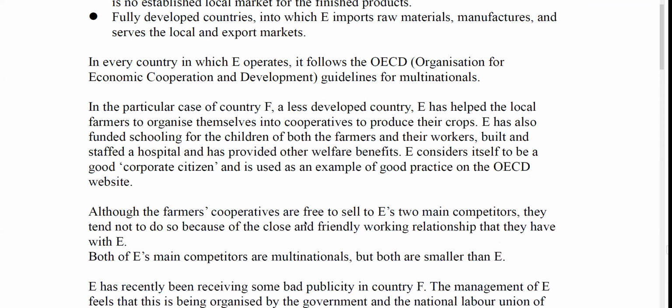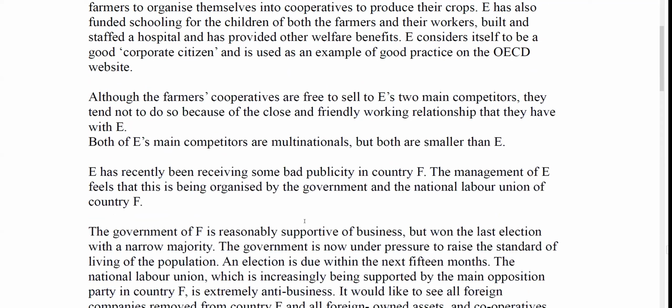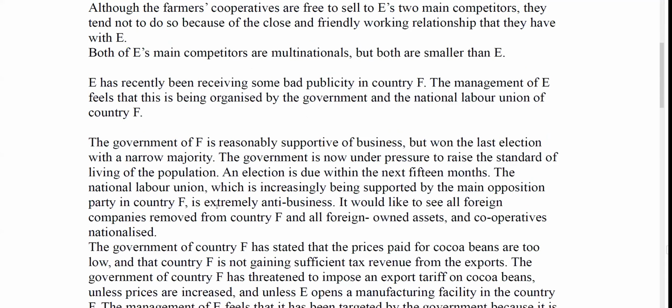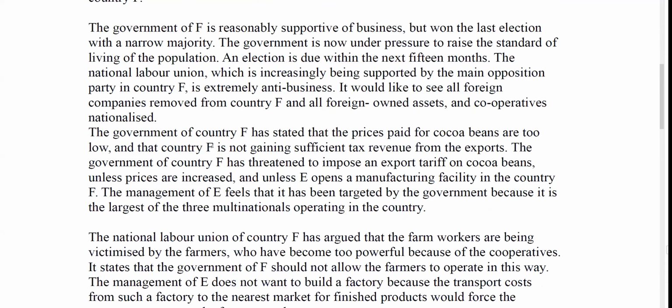Although the farmers' cooperatives are free to sell to E's two main competitors, they tend not to do so because of the close and friendly working relationship that they have with E. Both of E's main competitors are multinationals, but both are smaller than E. E has recently been receiving some bad publicity in country F. The management of E feels that this is being organized by the government and the National Labor Union of country F. The government of F is responsibly supportive of business.